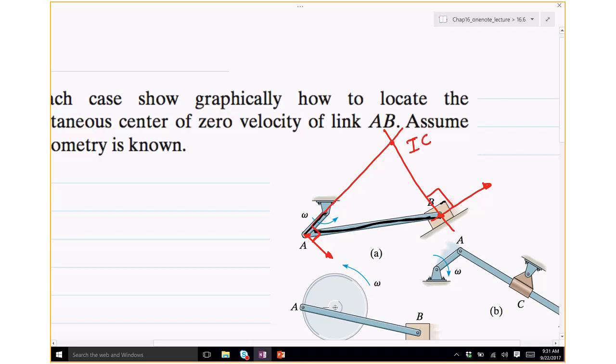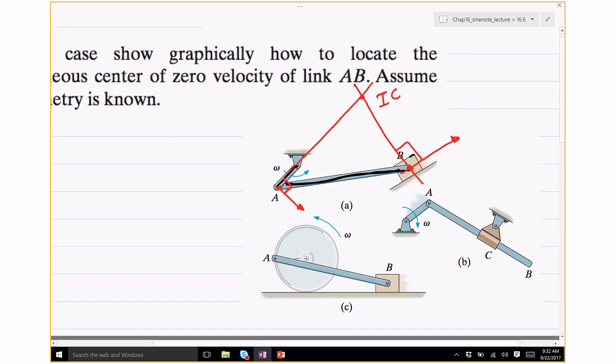Okay, so you might have a question where you might be told to draw the IC, or you might be told to find the distance of the IC from A. If you're given this length and this length, and of course this angle, then you can use the fact that this is a triangle to find the distance B to IC and A to IC. I'm not doing that now, but next question I will.